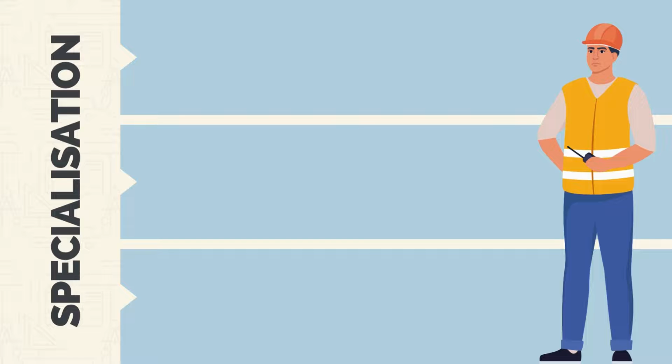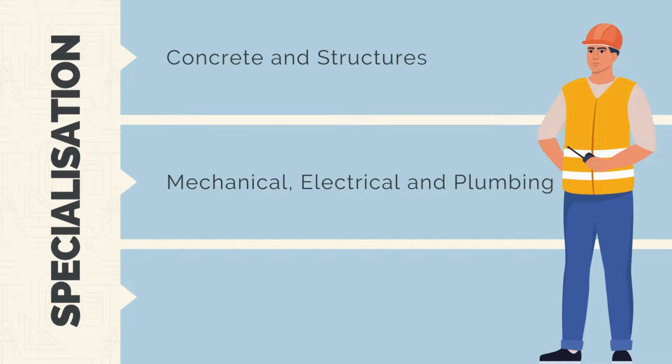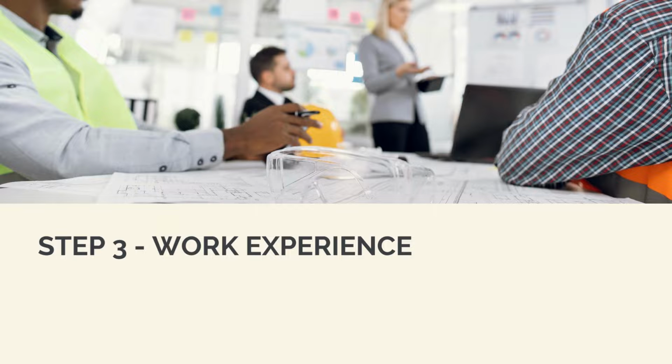To further maximize your chances of securing a job, we recommend choosing a specific domain specialization. By being a specialist in a specific area, you will greatly increase your chances of successfully securing a job that matches your specialization. The 3 main specializations of estimating are concrete and structures, mechanical, electrical, and plumbing, known as MEP, and earthworks or civil. Once you've mastered the fundamentals, month 2 is going to be all about gaining work experience.